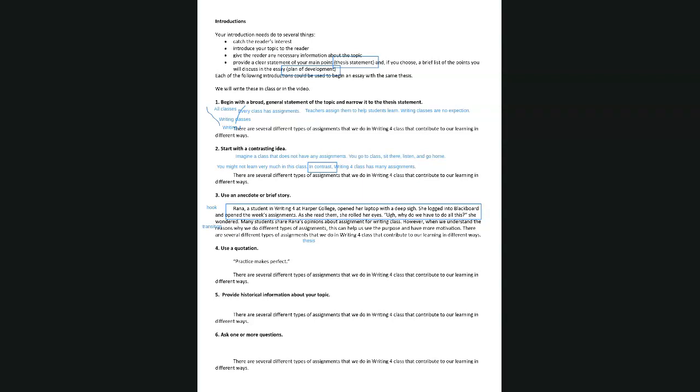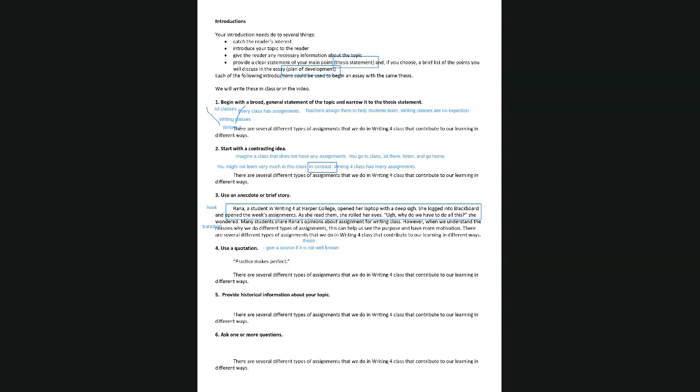Number 4 is use a quotation. A quotation is something that you know or that you find on the internet. If it is a quotation that everyone knows, like practice makes perfect, you don't have to cite the source. Otherwise, you should say where the quote came from, if it is not well known. Okay, so here's my quotation: practice makes perfect. Now I need to explain it a little bit.